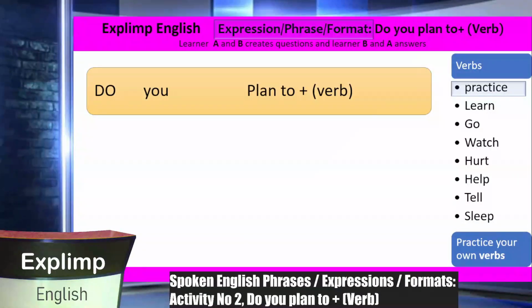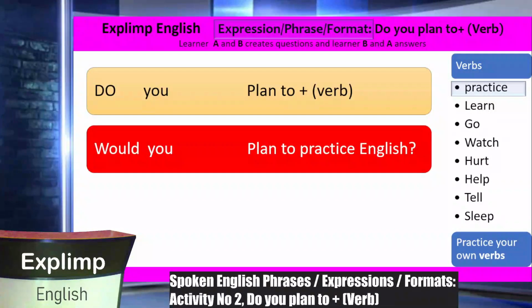Please forgive me if I mispronounce the word plan, and please find out the pronunciation of the word plan, because the way we pronounce it may be a bit weird, but you could Google it and find out the pronunciation of the verb plan. Okay, so do you plan to plus verb? This is the phrase. Let's create our first question. Are you ready?